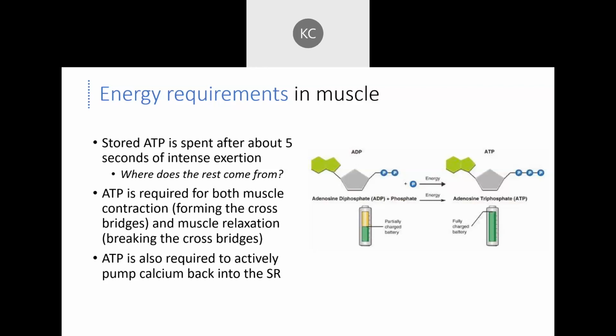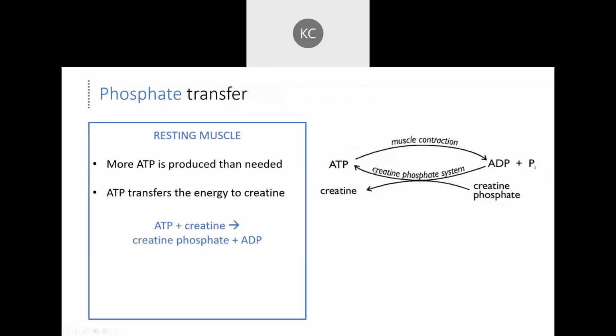So the first location that we can get it from is what's called our phosphate transfer system, all right? So in our muscles, we have a molecule called creatine, right? And creatine is an energy storage molecule, essentially, that can bind phosphate, all right? So it can bind a single phosphate molecule, right? When creatine is bound to phosphate, you call it creatine phosphate, right?